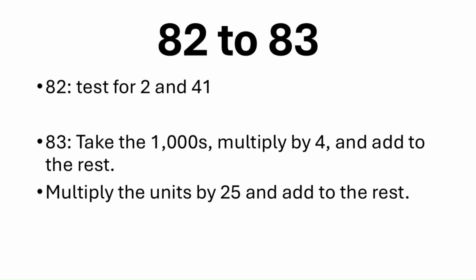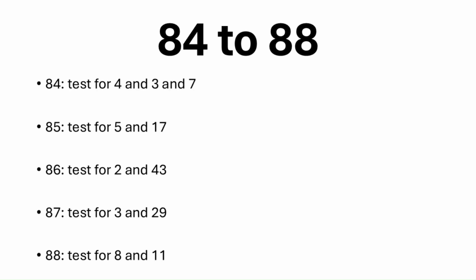82, test for 2 and 41. 83, take the 1000s, multiply by 4, and add to the rest. Multiply the units by 25 and add to the rest. 84, test for 4 and 3 and 7. 85, test for 5 and 17. 86, test for 2 and 43. 87, test for 3 and 29.